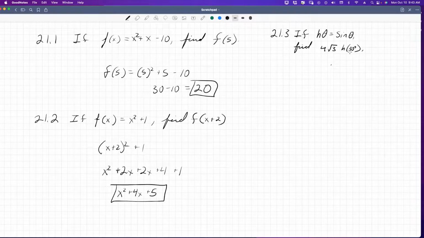So the thing we have to do is know how to read this and know that this is all factors. So what we're really looking at is 4 times the square root of 3 and then h of 30 degrees. So we are going to sub this in for this theta here. So 4 times the square root of 3, and then we have sine of 30 degrees. That's what we're really doing.